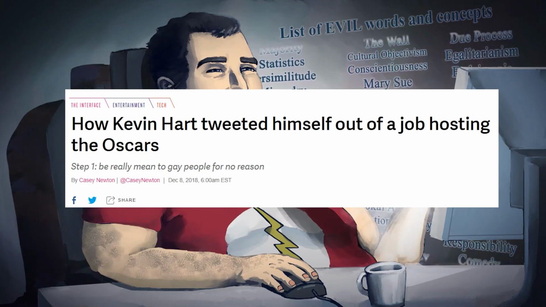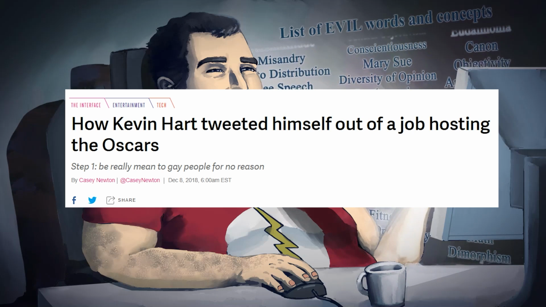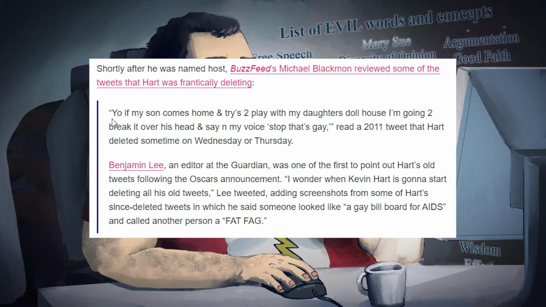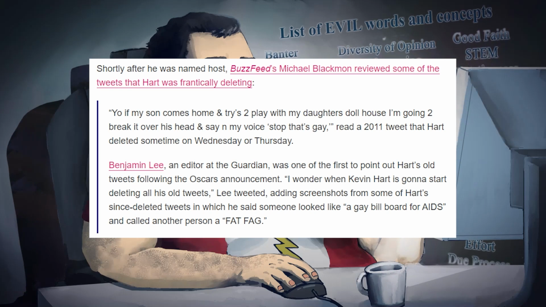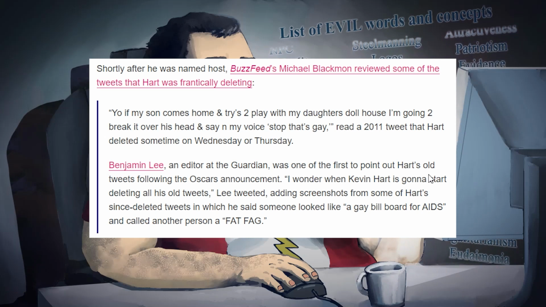Holy shit, dude. How Kevin Hart tweeted himself out of a job hosting the Oscars. Step 1. Be really mean to gay people for no reason. In 2011, he tweeted, "Yo, if my son comes home and tries to play with my daughter's dollhouse, I'm gonna break it over his head and say in my voice, stop, that's gay."